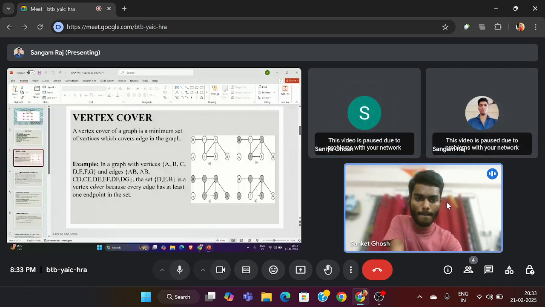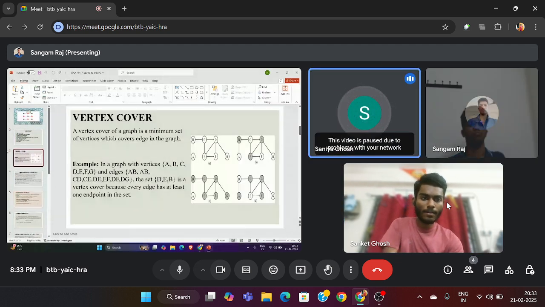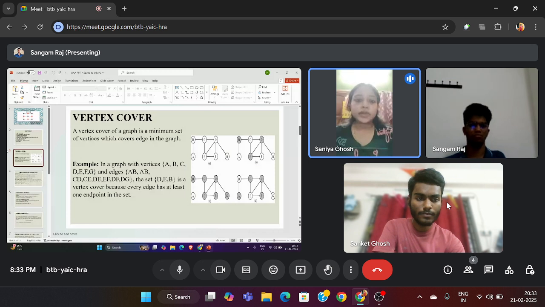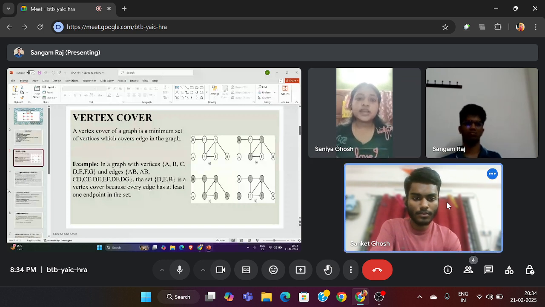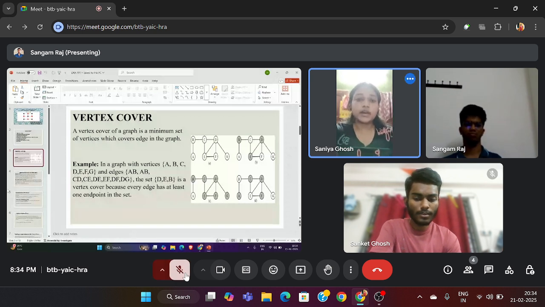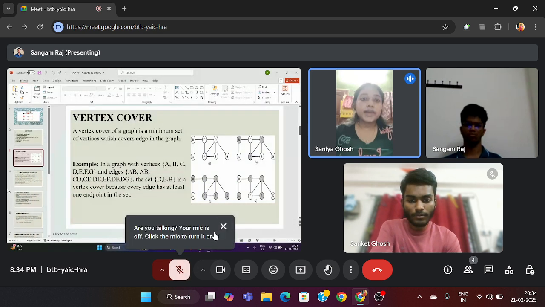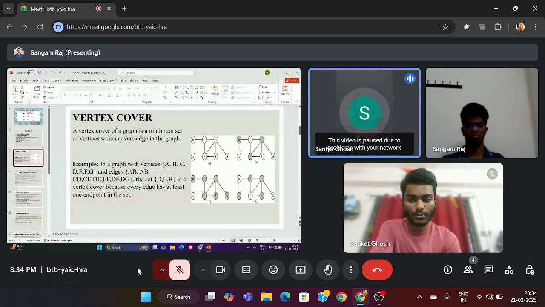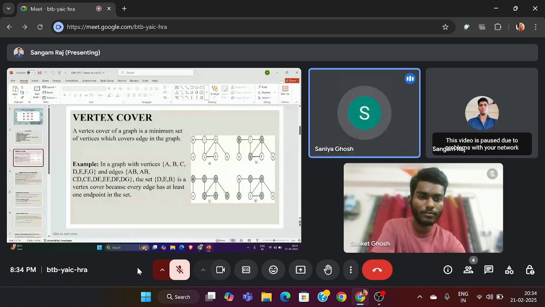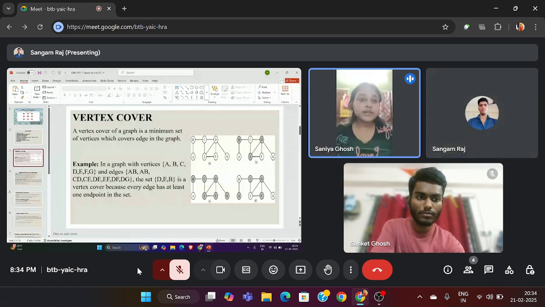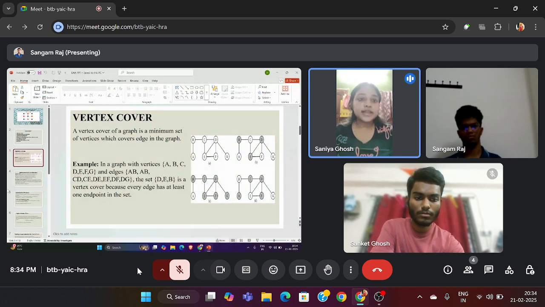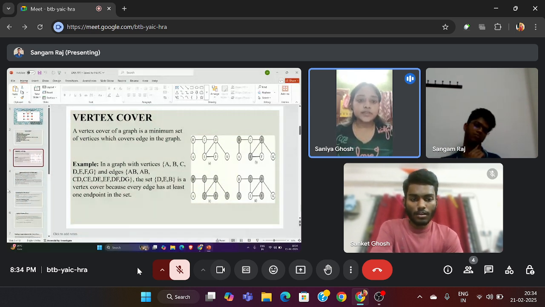Let's start with the vertex cover problem. So what is the vertex cover problem? A vertex cover of a graph is a minimum set of vertices which covers each edge in the graph. In the picture we can see a graph which has vertices A, B, C, D, E, F, and G, and edges A-B, B-C, C-D, C-E, D-E, E-F, and D-G.